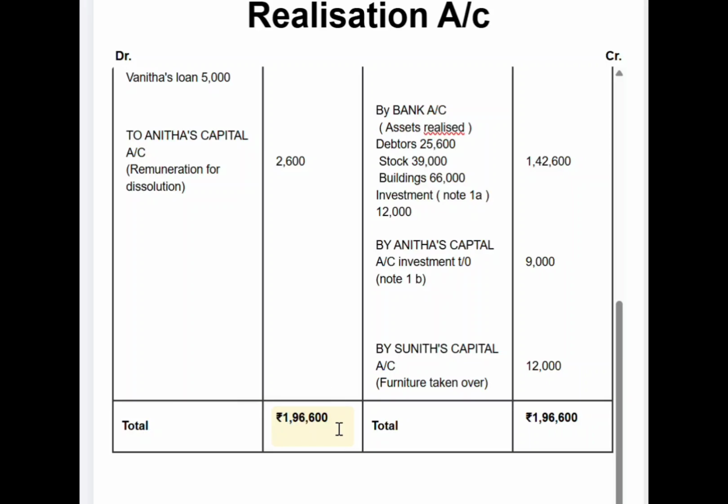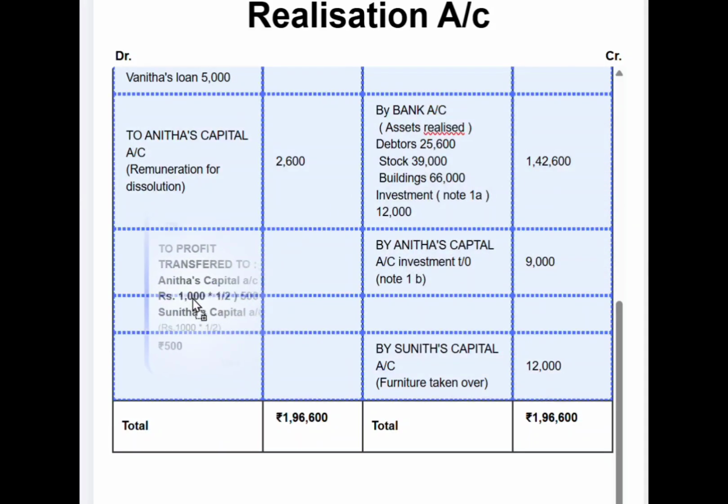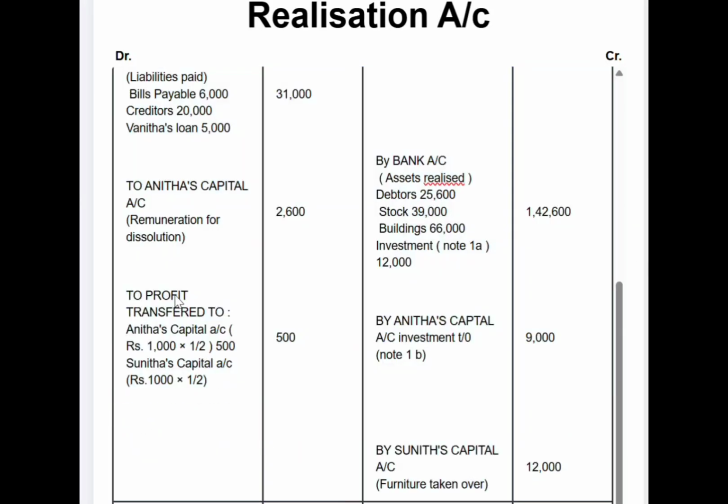So this profit should be transferred to the partner's capital account equally. So the profit transferred to Anita's capital account will be rupees 1,000, that is the balancing amount. So 1,000 into 1 by 2, 500 for Anita, and Sunita's capital again 1,000 into 1 by 2, which is 500 for Sunita. So both are sharing the profits equally. So this is the realization account and the profit is rupees 1,000, which should be transferred to the partner's capital account.